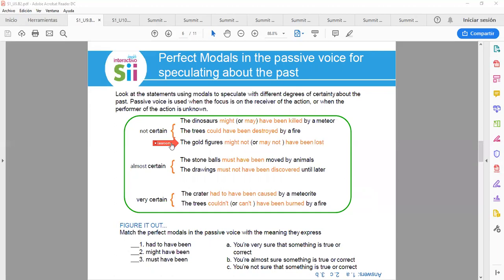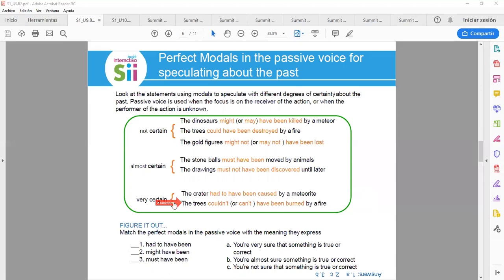When we are almost certain. Example: the stone balls must have been moved by animals. The drawings must not have been discovered until later. When we are very certain: the crater had to have been caused by a meteorite. The trees couldn't or can't have been burned by a fire.